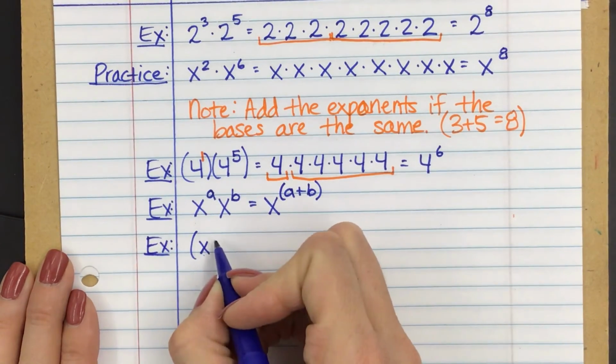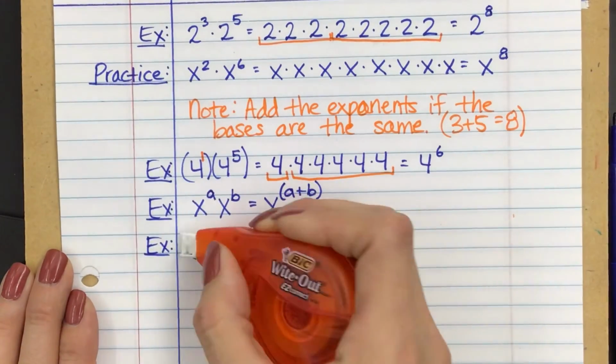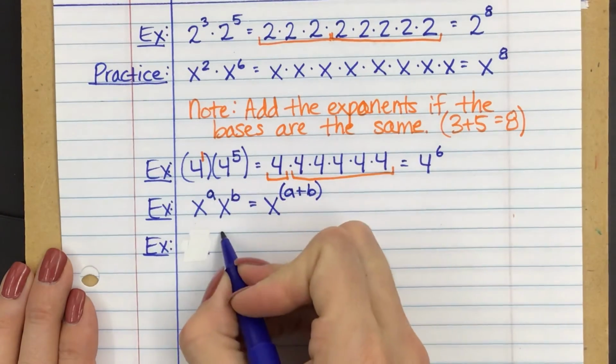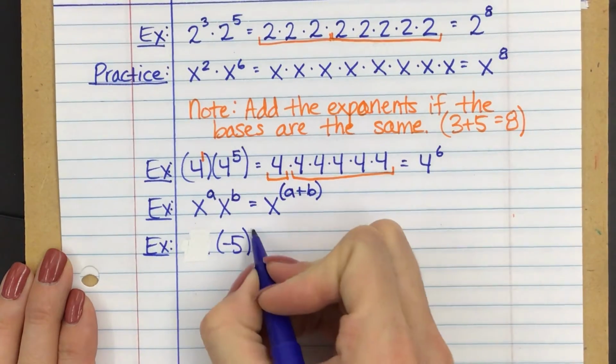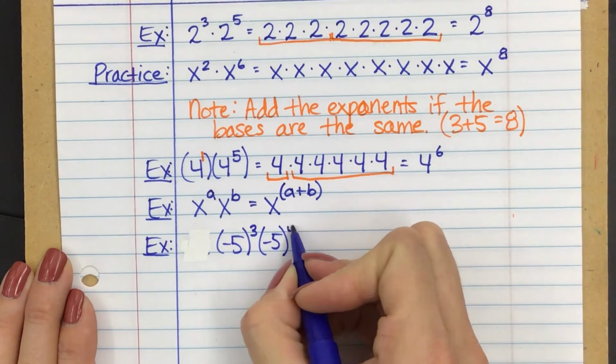Let's do, sorry, I started writing the wrong problem down. Okay, so let's do negative 5 to the 3rd power times negative 5 to the 4th power.